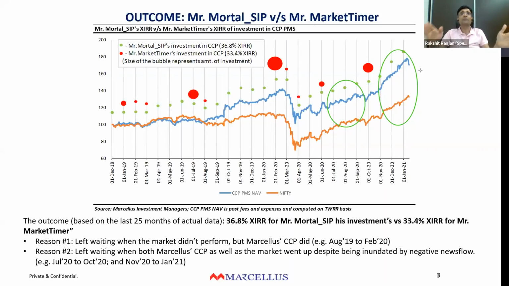Why? Because from 180, we are down to, let's say, 170 on the CCP NAV, right? Let's say this goes down to something like 160 by 31st of Jan. And then Market Timer invests, right? So he's investing with a 20% crash, but he's lost the opportunity of compounding from 130 to 160 at least, right?